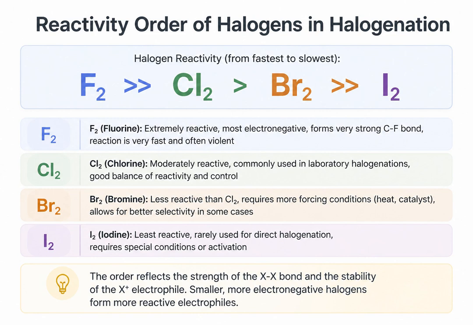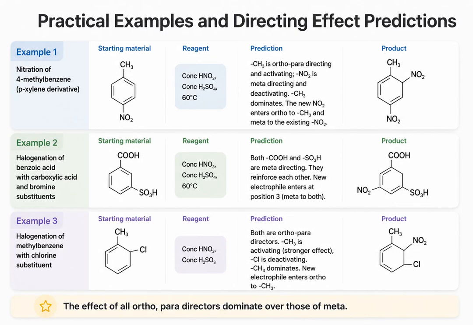This reactivity order is important when predicting which halogen will react first in a mixture or when choosing conditions for a specific halogenation. Let's work through some concrete examples to see how these directing effects play out. In the first example, we have a benzene ring with both a methyl group and a nitro group. The methyl group is activating and ortho-para-directing, while the nitro group is deactivating and meta-directing.